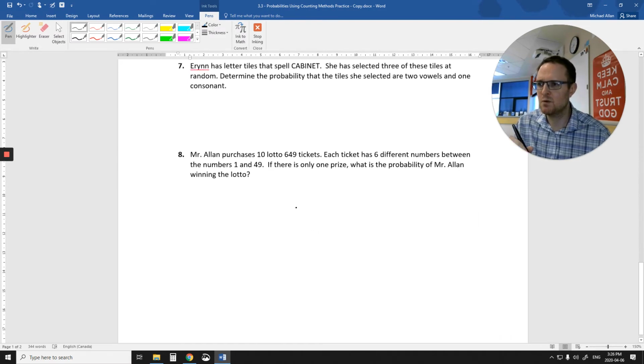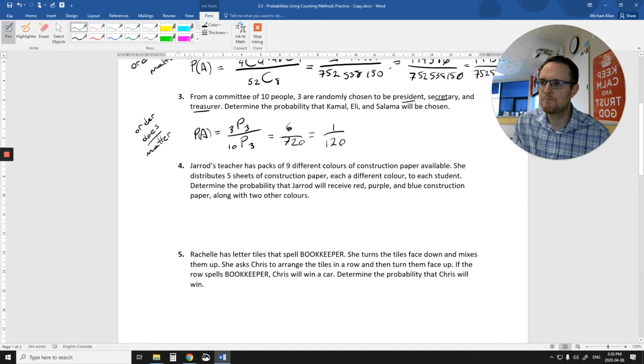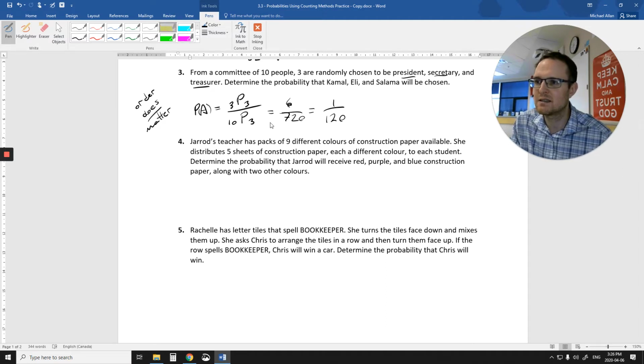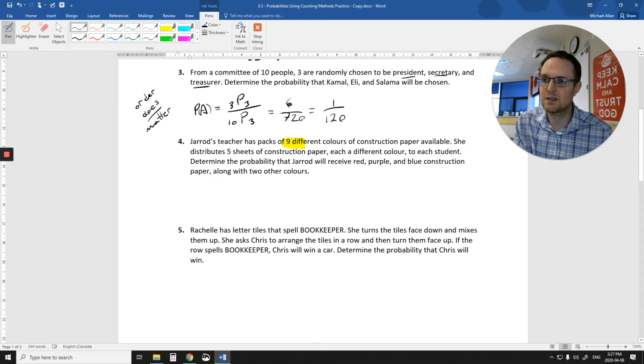What questions are here? Woo, 8 questions. All right. Jared's teacher has a pack of 9, sorry, why did I say 6? There's 9 different colors in her construction paper. She distributes 5 sheets of construction paper, each with a different color, to each student. Determine the probability that Jared will receive red, purple, blue, along with 2 any other colors.